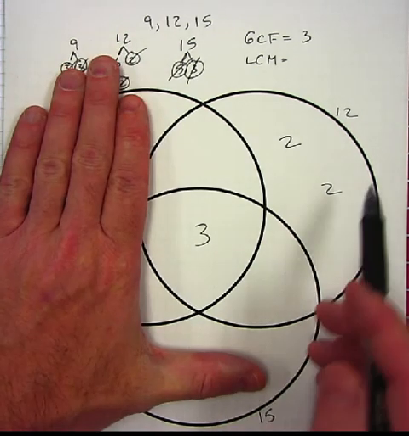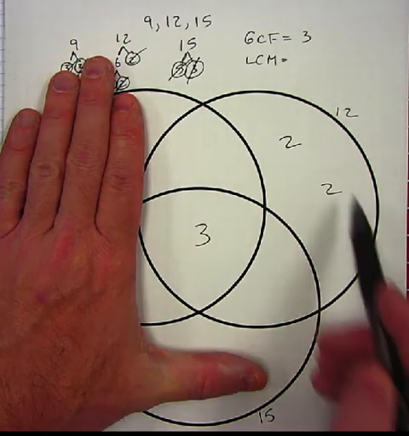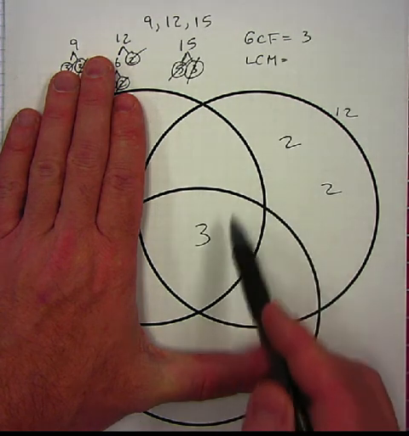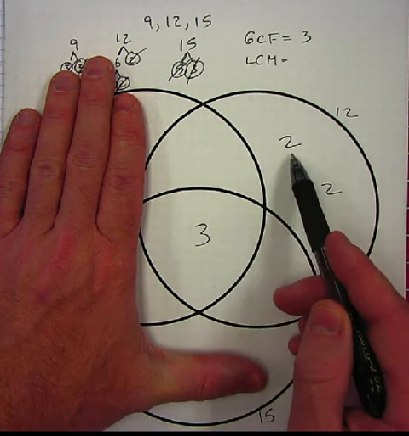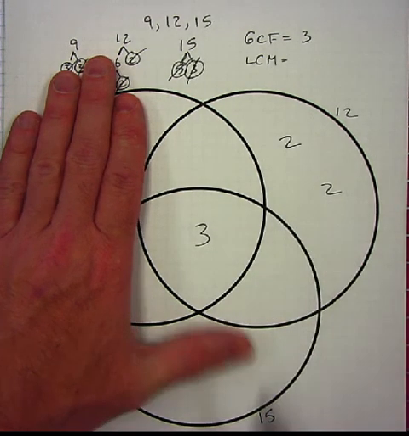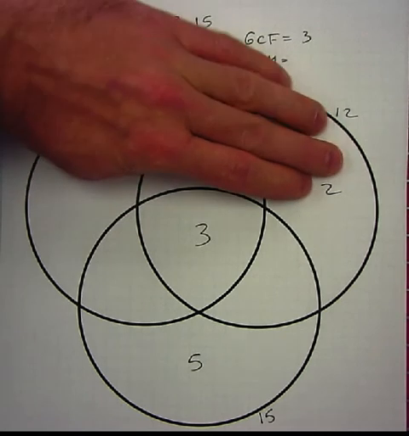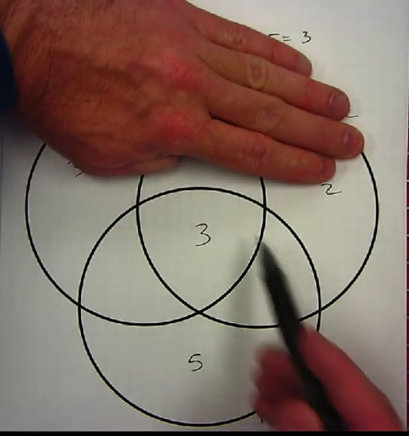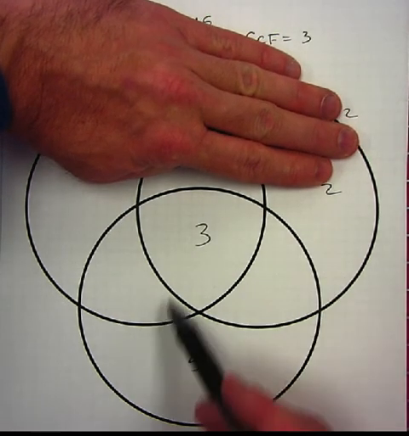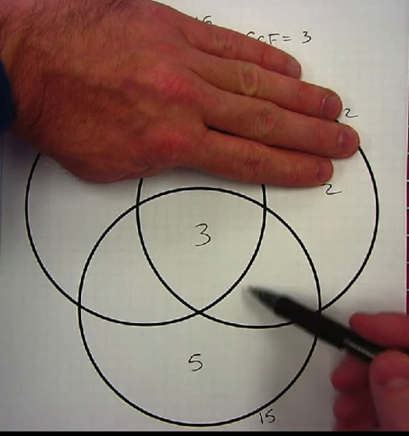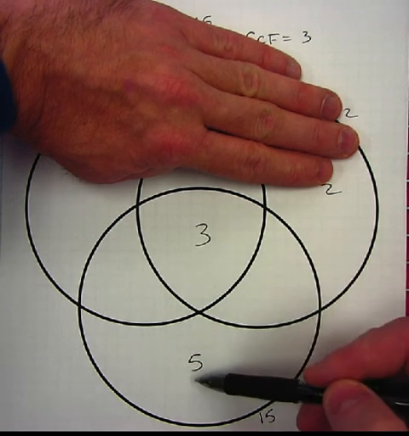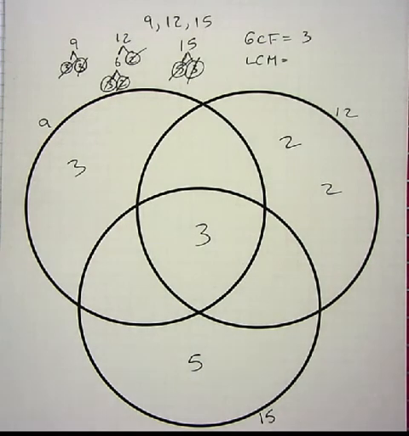Now I'm going to focus on this 12 circle. All the prime factors I've placed in there should multiply to 12. 3 times 2 is 6. 6 times 2 is 12, so that circle checks out. Now I'm going to focus on this bottom circle. All the prime factors I've placed in this bottom circle should have a product of 15. 3 times 5 is 15. So all three circles do check out.